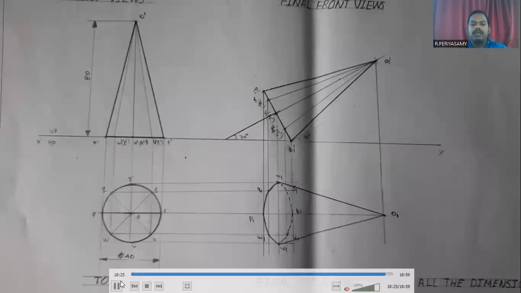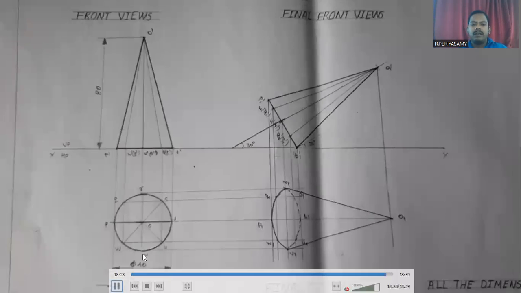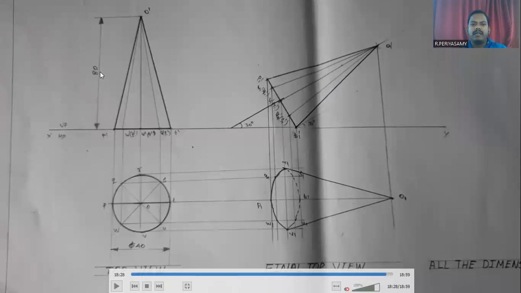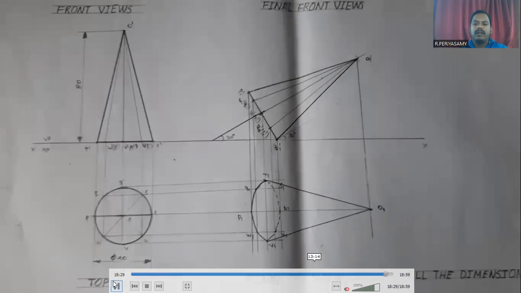Next, we have to mention its dimensions. The diameter of the circle is 40 mm. The height of the cone is 80 mm. Its axis is inclined at 30-degree to the HP, this is the front view projection, and this is its top view projection. Finally, we mention that all the dimensions are in mm.